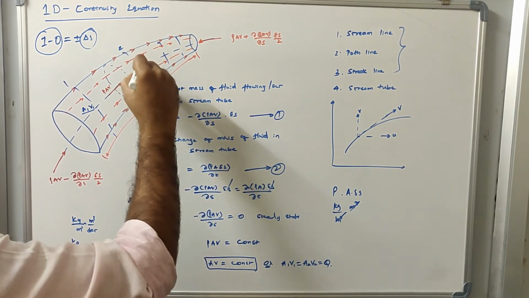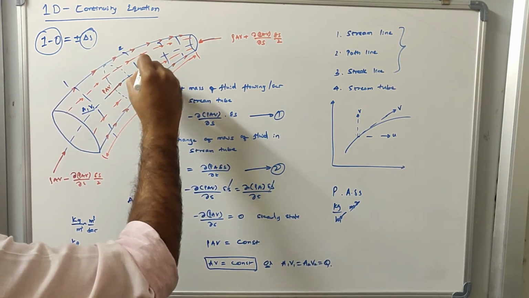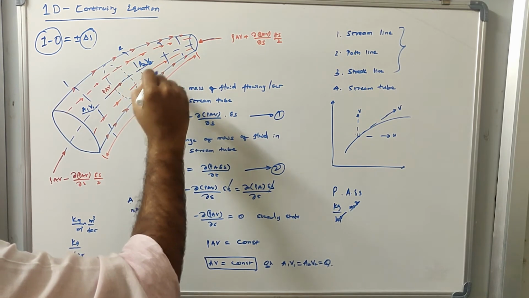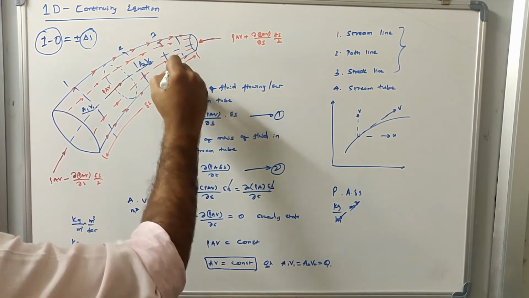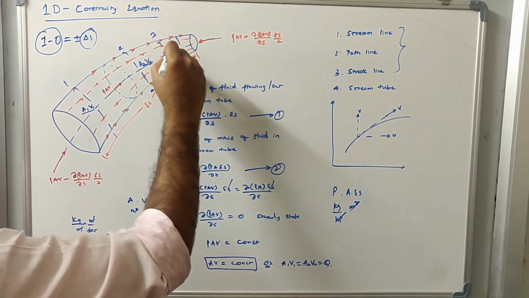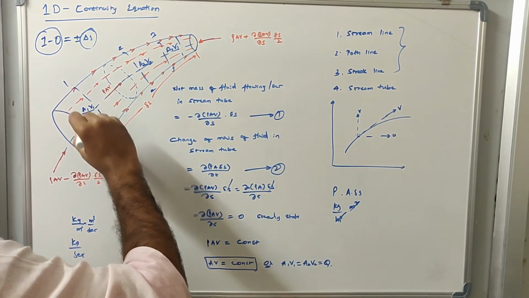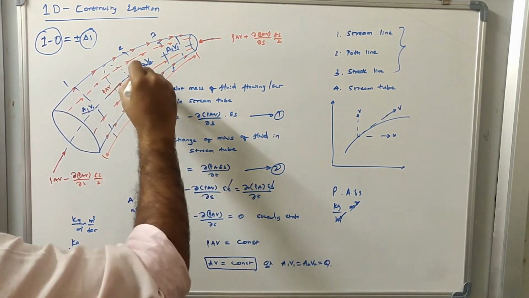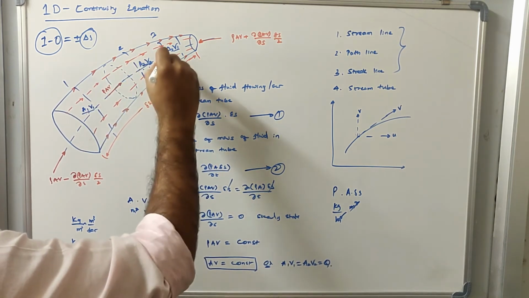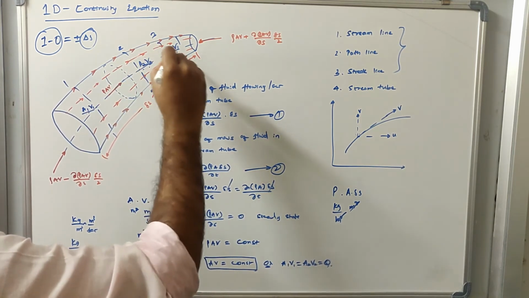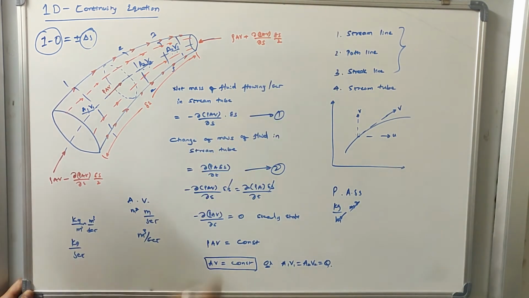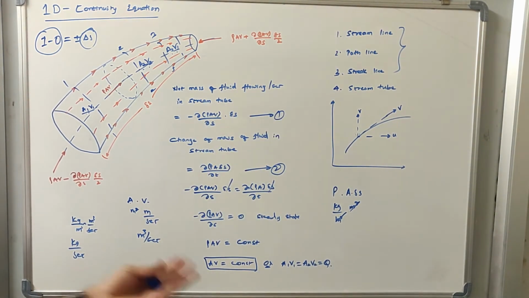At this point, I calculate the cross-sectional area A2 and the velocity V2. Similarly, I go to the third section. At this section also I calculate A3 and V3. Now the product A1 V1 should be equal to the product A2 V2, and it should be equal to the product A3 V3, and so on. This is what is given by this equation.